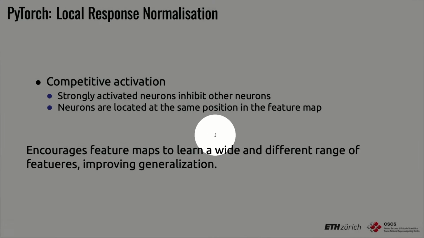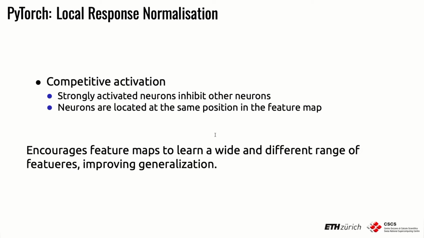And this essentially encourages the network to learn a wide and different range of features. So the filters are not all the same, but they're learning very different features, and it improves generalization. They show that in the paper. I'm not sure I fully followed.